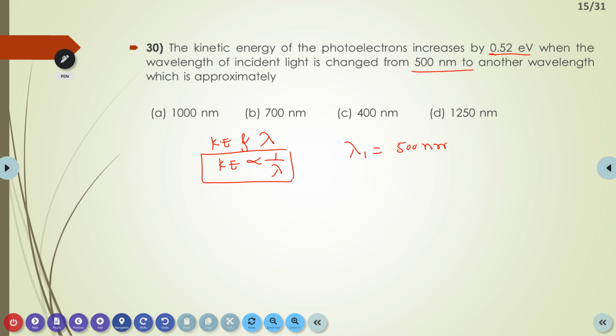500 nanometer. Now the kinetic energy in this experiment increases, which means the wavelength should decrease, so lambda 2 must be less than 500 nanometer. Less than 500 means the others are not possible. So 400 nanometer is the right choice. Suppose there are two choices, one being 350 and another 450, then you have to do the detailed solution. Otherwise, no need of it.